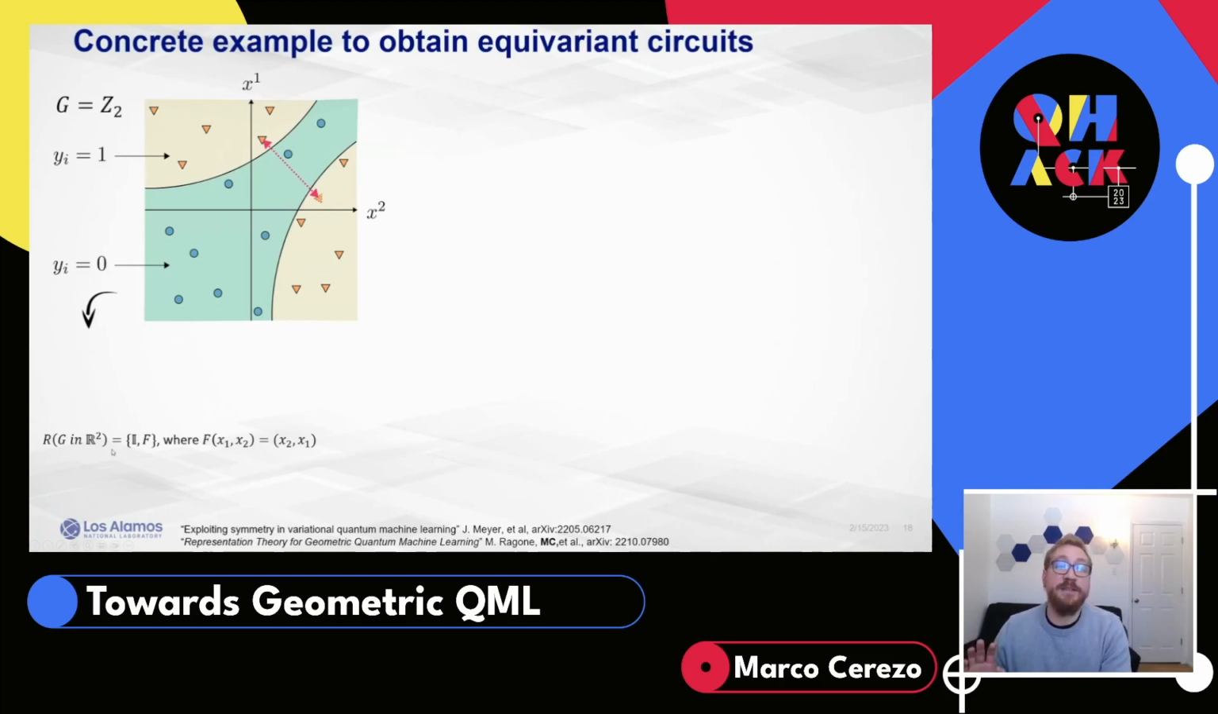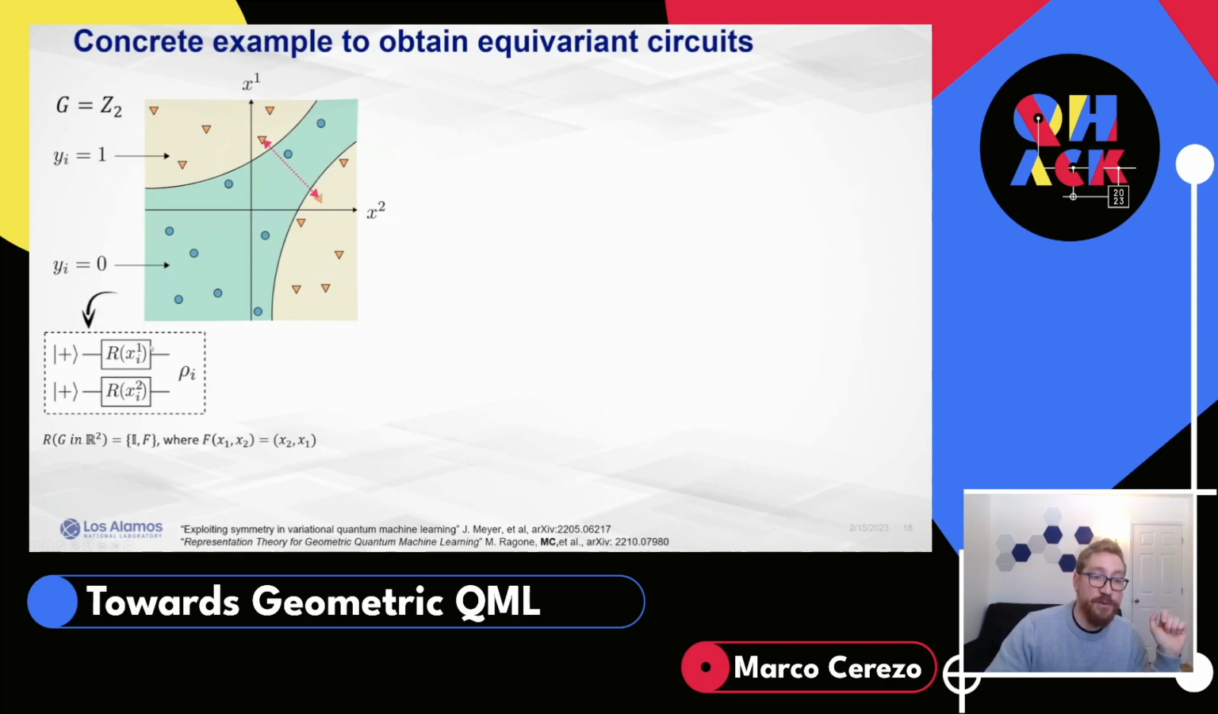Now I want to solve this classification task on a quantum computer. I need to take classical data and map it into quantum states. All right, I'm just going to do angle encoding, right? I'm just going to take rotation around the x-axis and rotation around the x-axis.